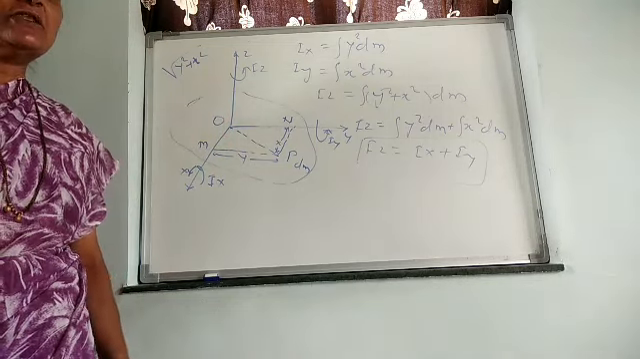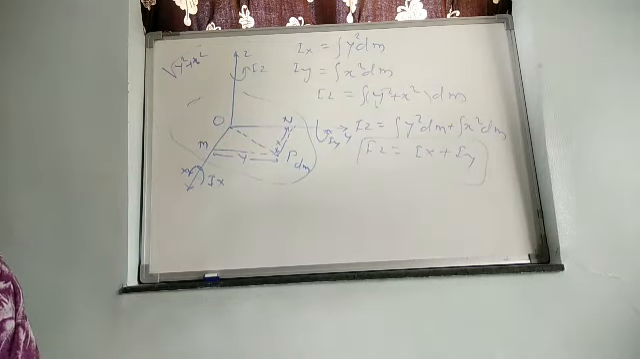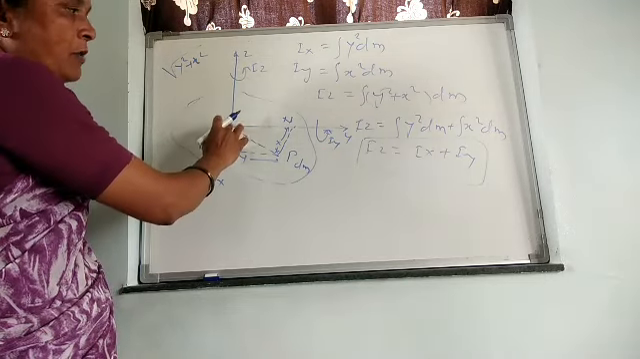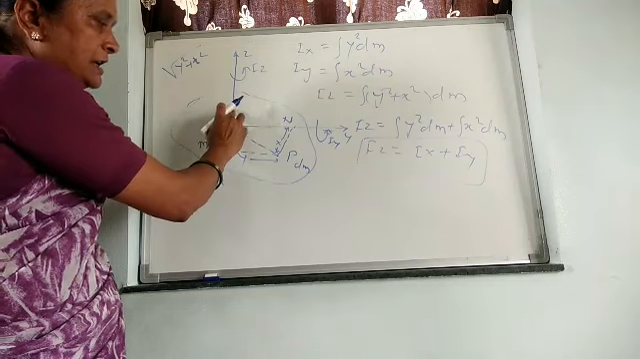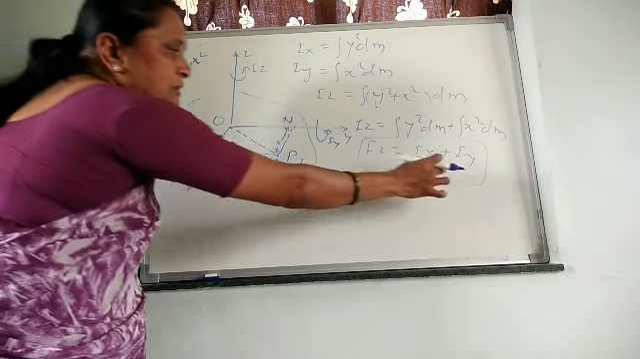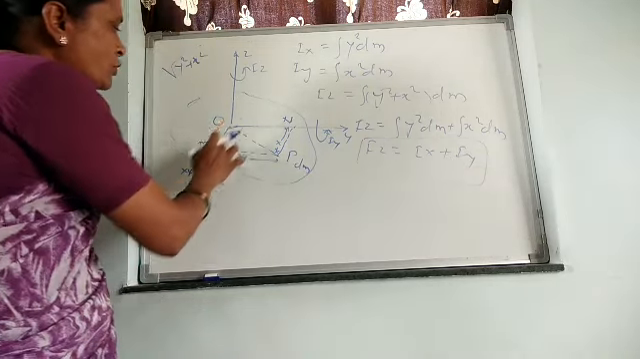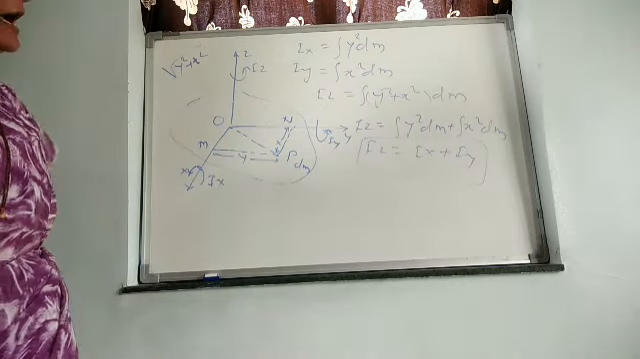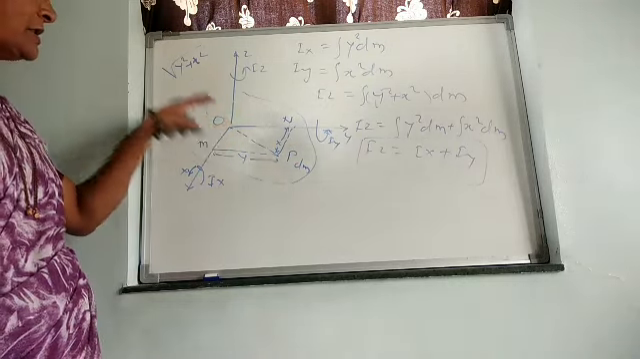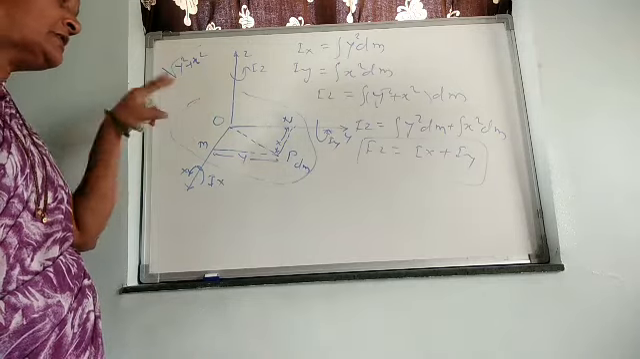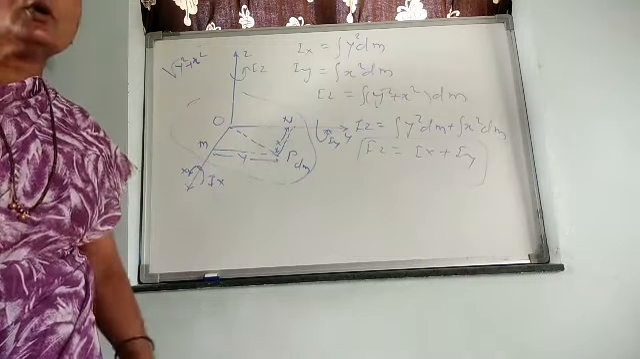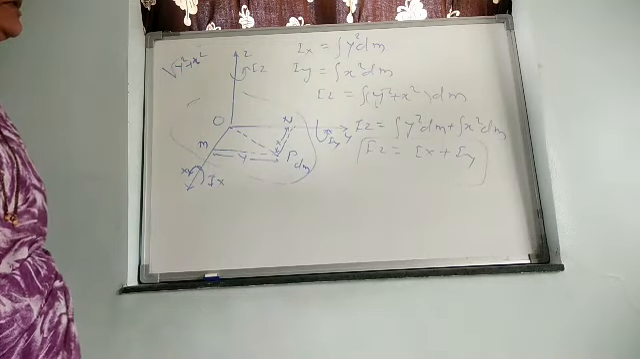This is the principle of perpendicular axis. What is the statement again here? Moment of inertia of a plane lamina about an axis perpendicular to its plane is equal to the sum of its moment of inertia about two mutually perpendicular axes in the plane of the lamina and intersecting at the point where the perpendicular axis cuts the lamina, or you can say that they are concurrent at point O. This is the principle of perpendicular axis.